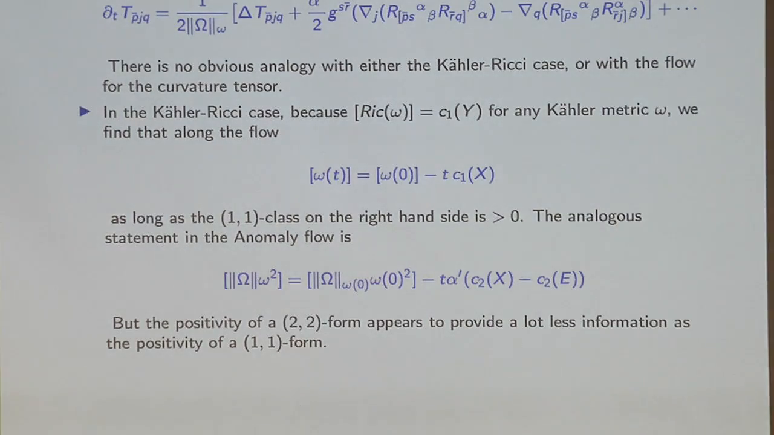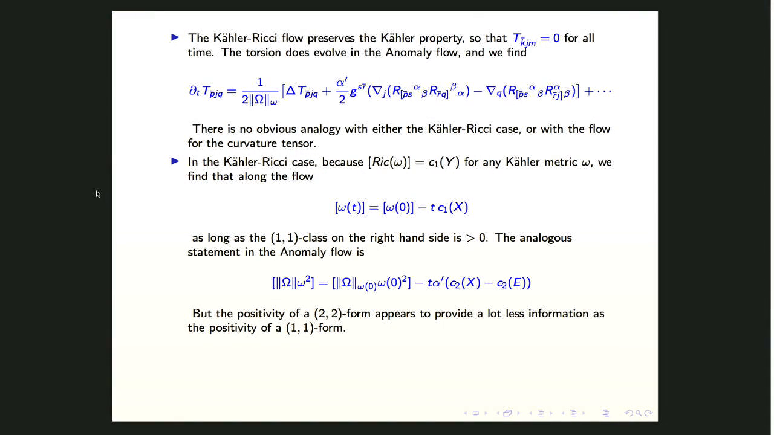But now the bad thing, which hopefully will improve when we understand these things better in the future, is that the fact that we have the 2-2 form, which is positive in the sense that it has a representative which is positive, seems to provide a lot less information than the positivity of a 1-1 form. And this is one of the things that is a difficulty in trying to understand the flow.